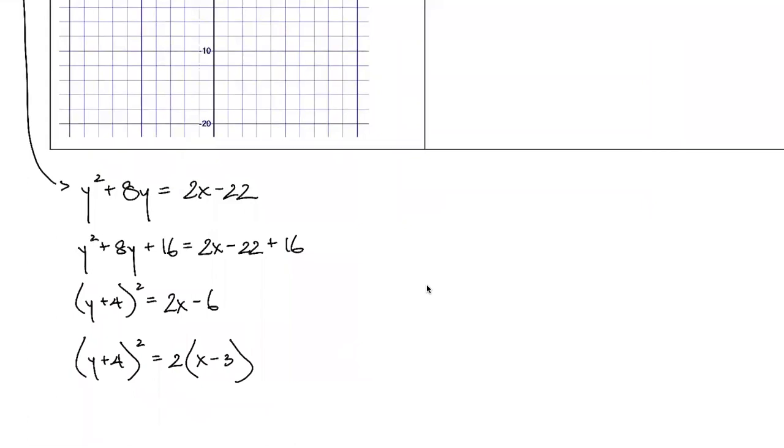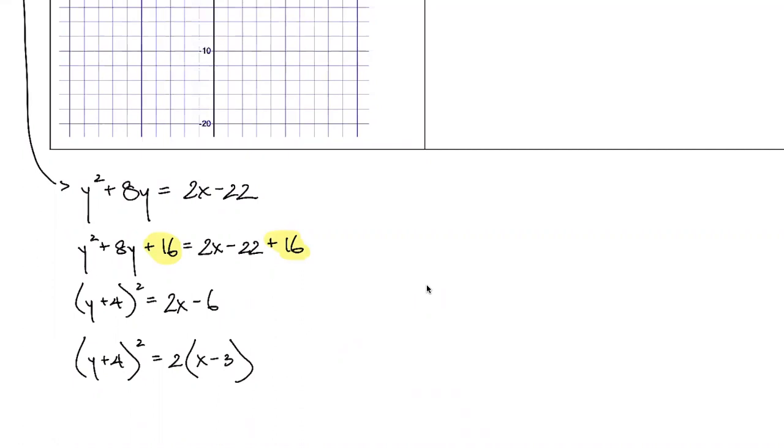All right, so in completing the square here, I chose to move the 22 to the same side as the 2x. And so that left me with y squared plus 8y equals 2x minus 22. And then I went to complete the square on the left-hand side. And what that did was add a 16 to the left-hand side of my equation. So to keep the equation balanced, I added 16 to the right-hand side as well. I combined my like terms, so I got y plus 4 squared on the left, and then I got 2x minus 6 on the right.